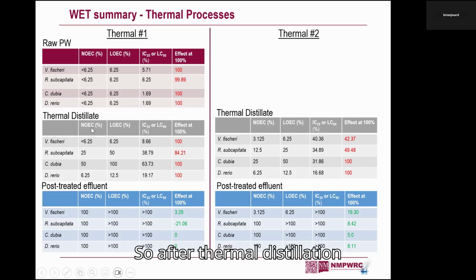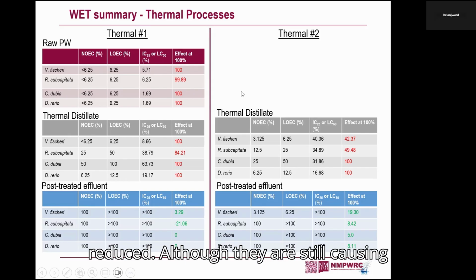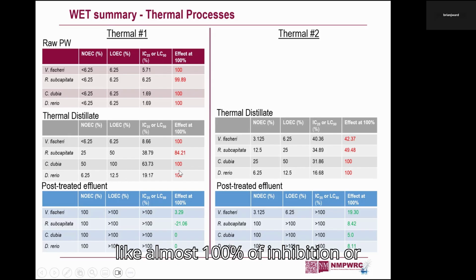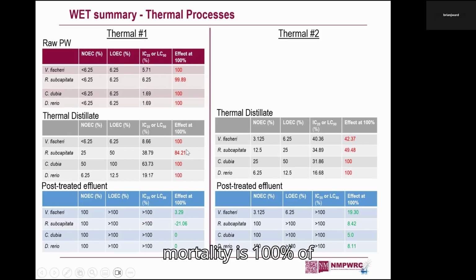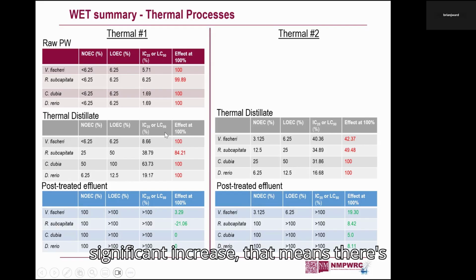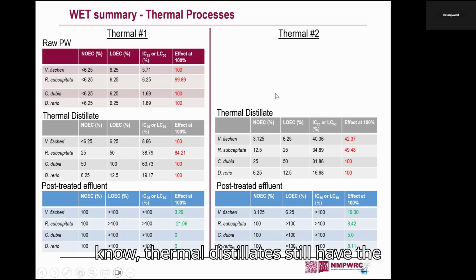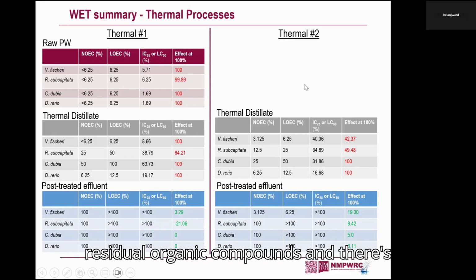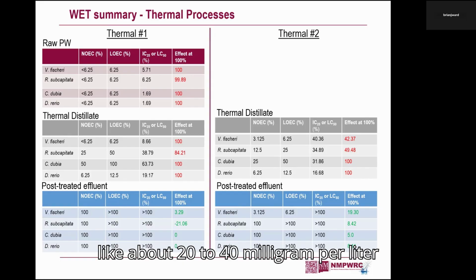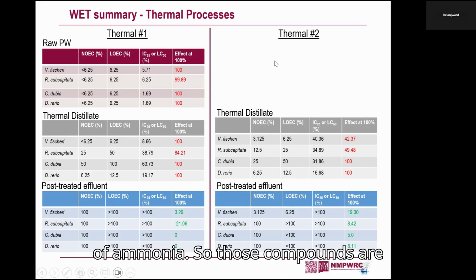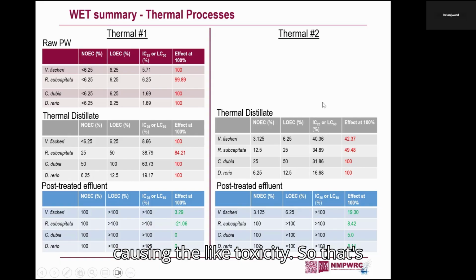After the thermal distillation process, the toxicity is reduced, although it still causes almost 100% inhibition or mortality with 100% thermal distillate. However, the IC25 or LC50 significantly increases, which means a reduction of the toxicity. As we know, thermal distillate still has residual organic compounds and about 20 to 40 milligrams per liter of ammonia. Those compounds are causing the toxicity.